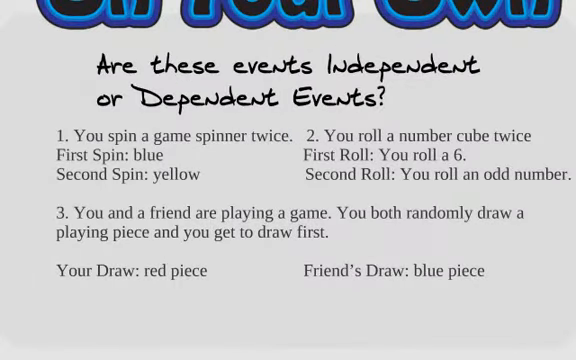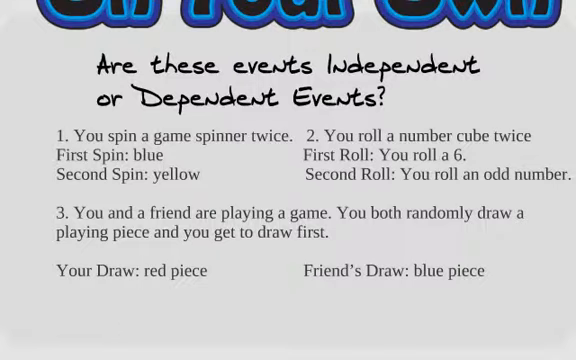All right. Let's test your knowledge real quick. Are these events independent or dependent? You spin a game spinner twice. The first spin is blue and the second spin is yellow. Is that independent or dependent? Next example, you're rolling a number cube. You roll a 6, and your second roll, you roll an odd number. Is that independent or dependent? Well, you and a friend are playing a game, and you both randomly draw a playing piece, and you get to go first. Well, you first draw a red piece and keep it, and then your friend draws a blue piece. Is that independent or dependent?